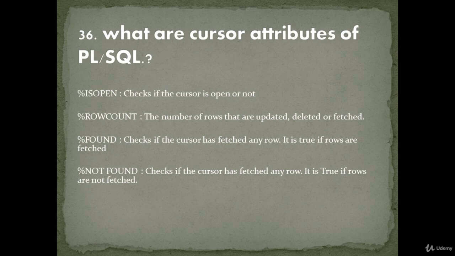%ROWCOUNT is the number of rows that are updated, deleted or fetched. %ISOPEN checks if the cursor is open or not. Please read this question very carefully, because this is very important.